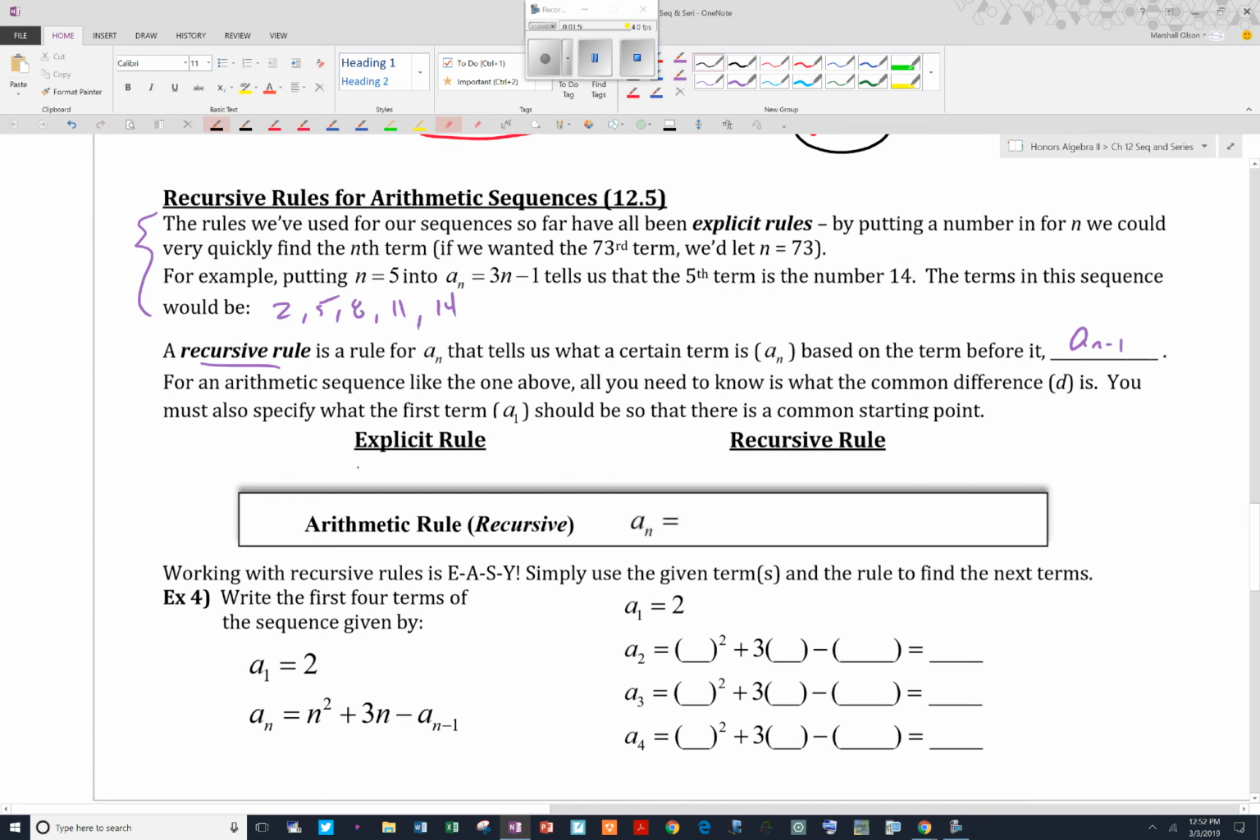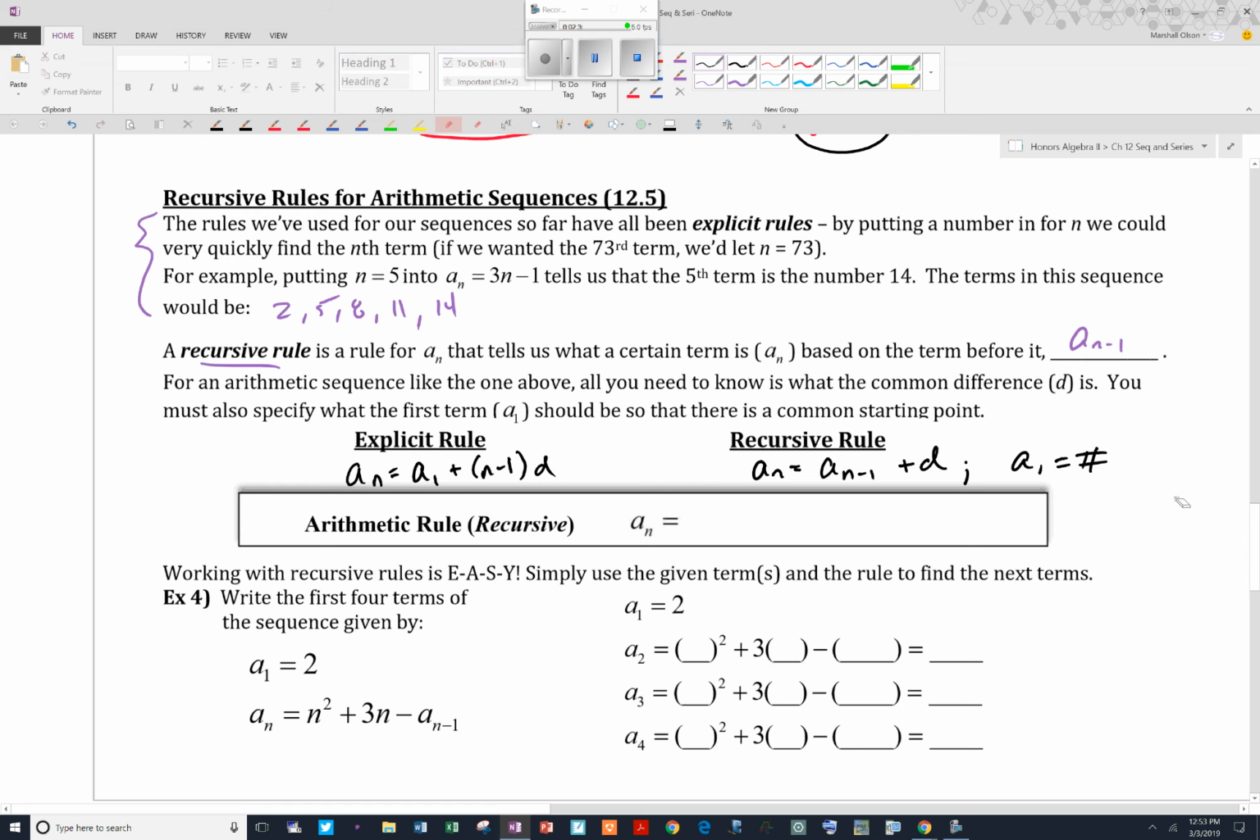All right, so here again is the explicit rule for an arithmetic series. The recursive rule would simply be to find a term, take the term before it, and add the common difference. The only issue with that is if I gave you a recursive rule with only this information, you wouldn't know where to start. So we also need to define a sub 1. I usually use a semicolon in between the rule and then what a sub 1 is, to say, hey, here is what a sub 1 is.